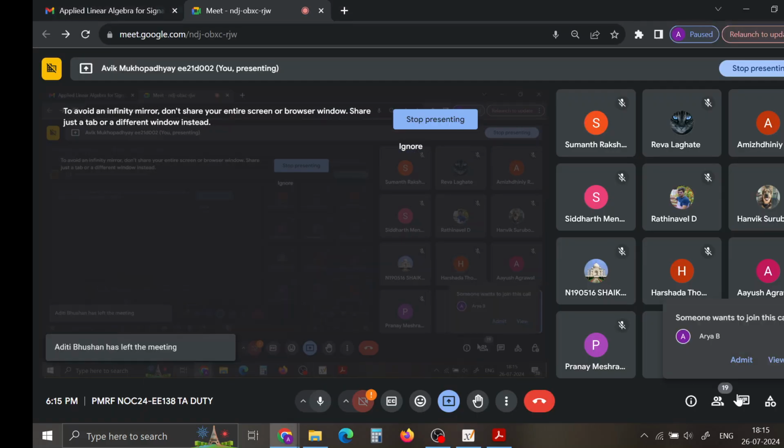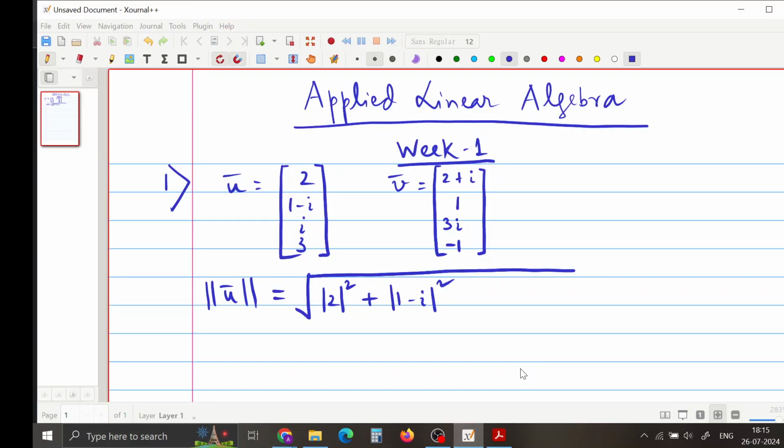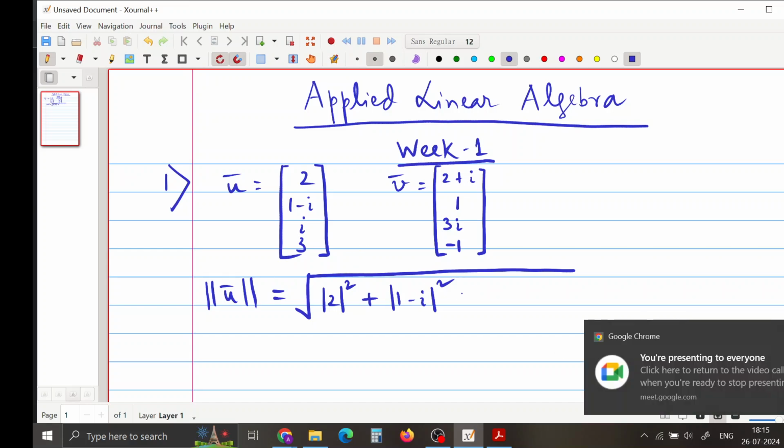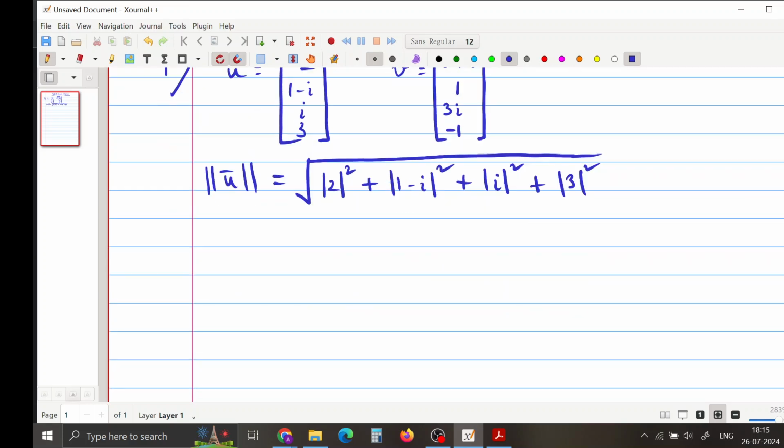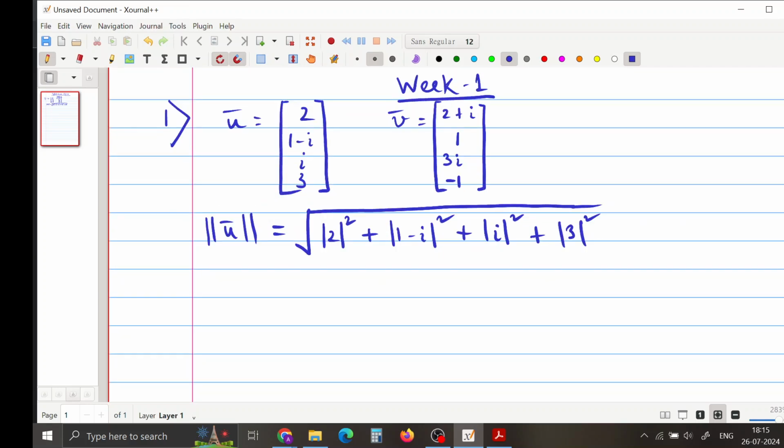And similarly, magnitude of i squared plus magnitude of 3 squared. Now what do we have here? The first term equates to 4, because the mod square of 2 is simply 4. And what about the second term? It's the magnitude square of this complex number, 1 minus i. You know how to find the magnitude of a complex number, right?